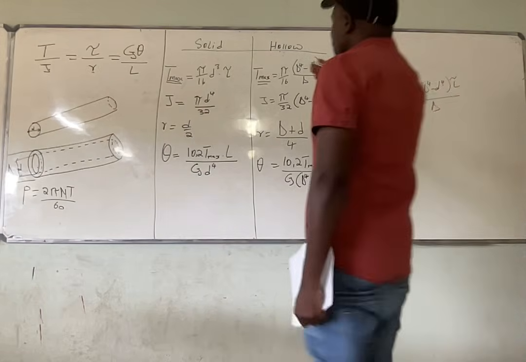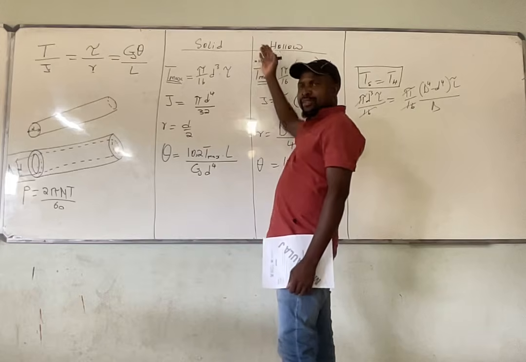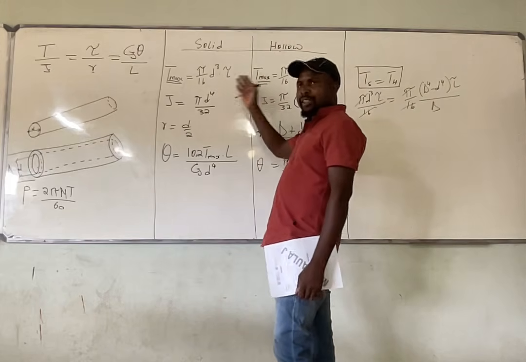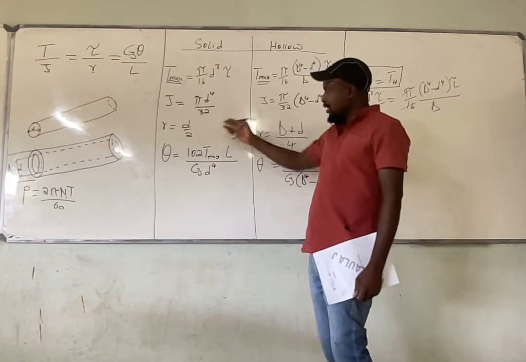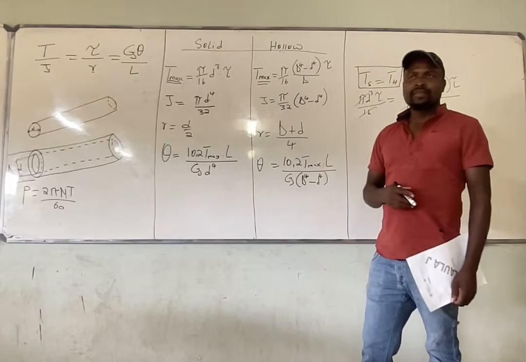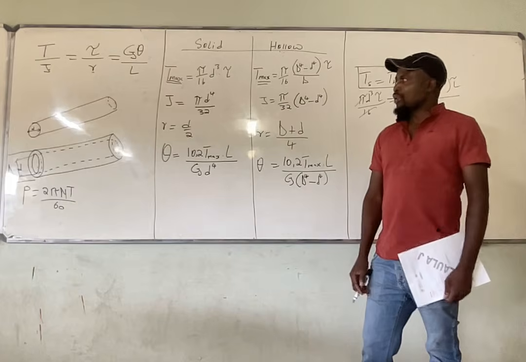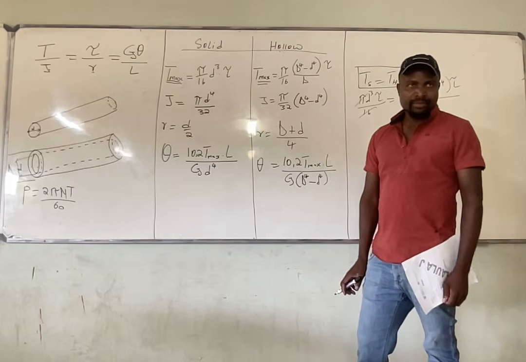Now you know the two types of the shaft. You know how to calculate the torque on the different shafts, the polar moment of inertia, how to find the radius, how to find the angle of twist. We were talking about a shaft, one shaft which can transmit power.